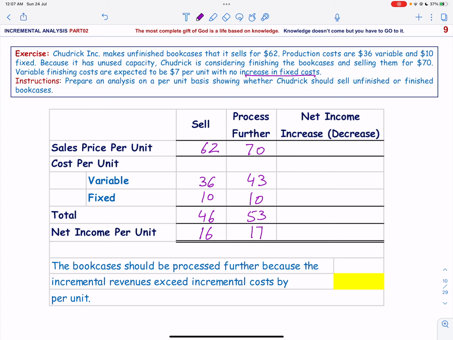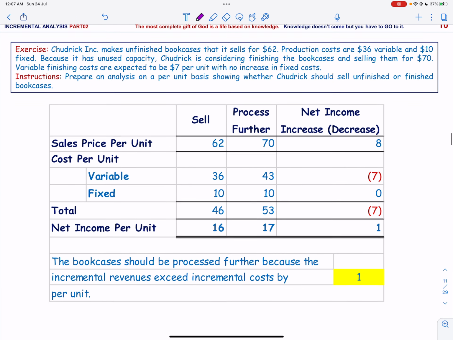We can see that the revenue will increase by 8, variable cost will increase by 7, there is no increase in the fixed cost, so the total cost is 7 and the net income will be increasing by 1. So the bookcases should be processed further because the incremental revenue exceeds incremental cost by 1 per unit.